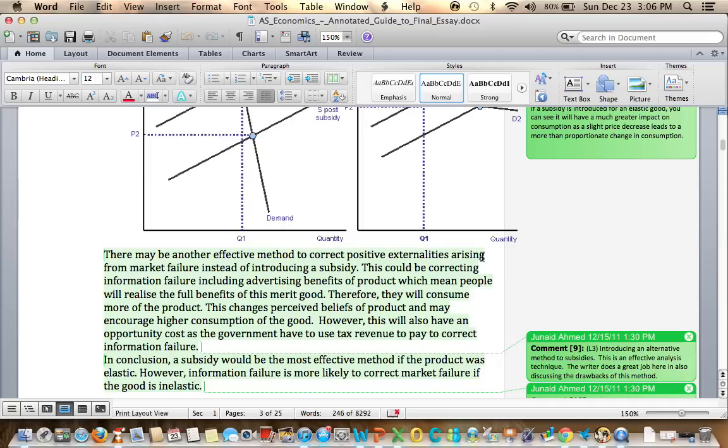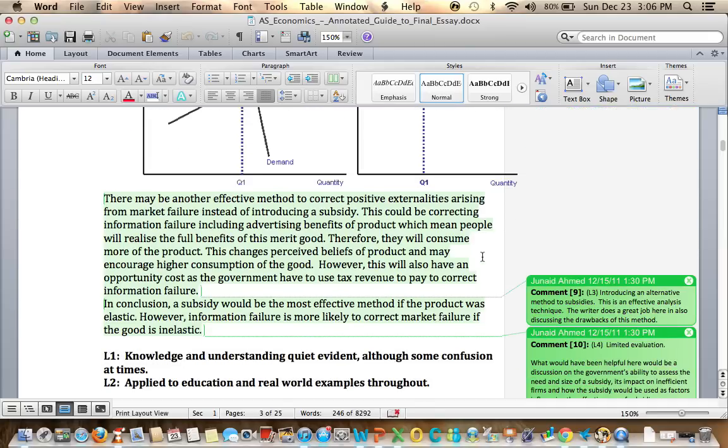So in this situation, there may be another effective method to correct positive externalities arising from market failure instead of a subsidy. It could be correcting information failure, including advertising benefits of a product, which means people will realize the full benefits of this merit good, and therefore they will consume more of the product. So this, I would really like to see the explanation continue on education. The student should be looking to make their point even further, like maybe some public service announcements about the value of education, like a government campaign addressing the needs for students to stay in school.